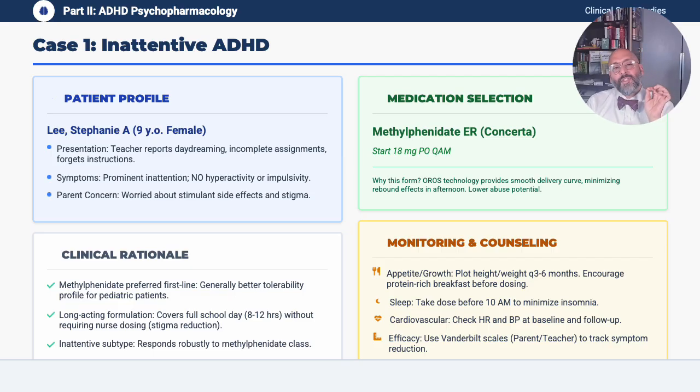The other thing is you want to give this dose before 10 a.m., because if insomnia appears, all we're going to do is adjust the timing or the formulation, not blame the kid. Also, you need to pay attention to baseline heart rate and blood pressure and repeat these at follow-ups as routine, not alarmist things. And you want to use some scales to track efficacy, Vanderbilt scales, Conners, from both parents and teachers. And we measure this objectively, not just 'she seems better.' You need multiple inputs in this. So I want you to remember, in inattentive ADHD, your first goal is clarity, not control. So choose medications that improve attention without changing who this child is.